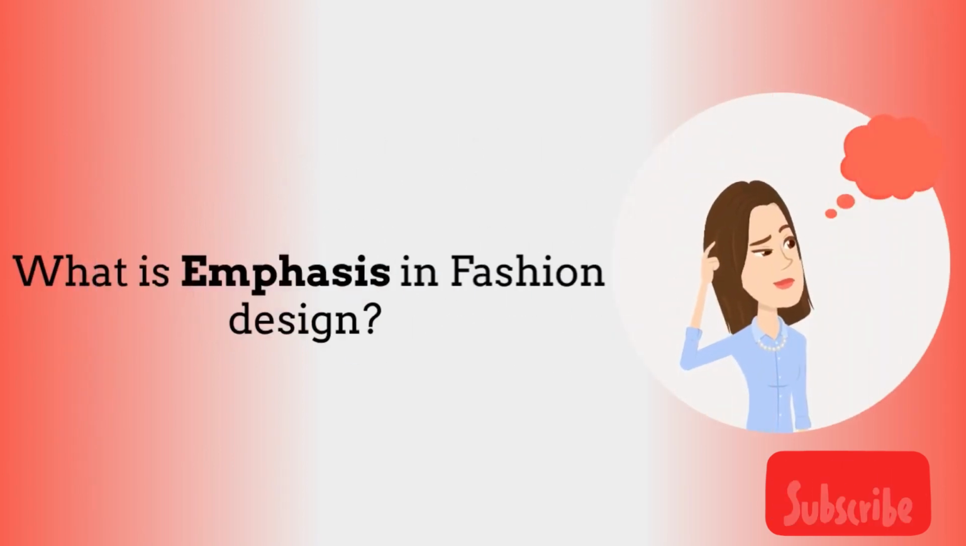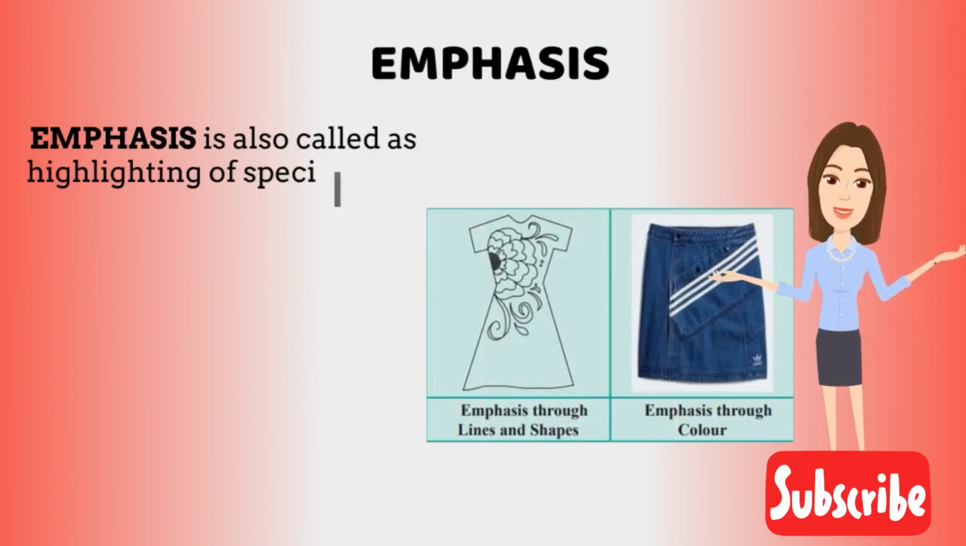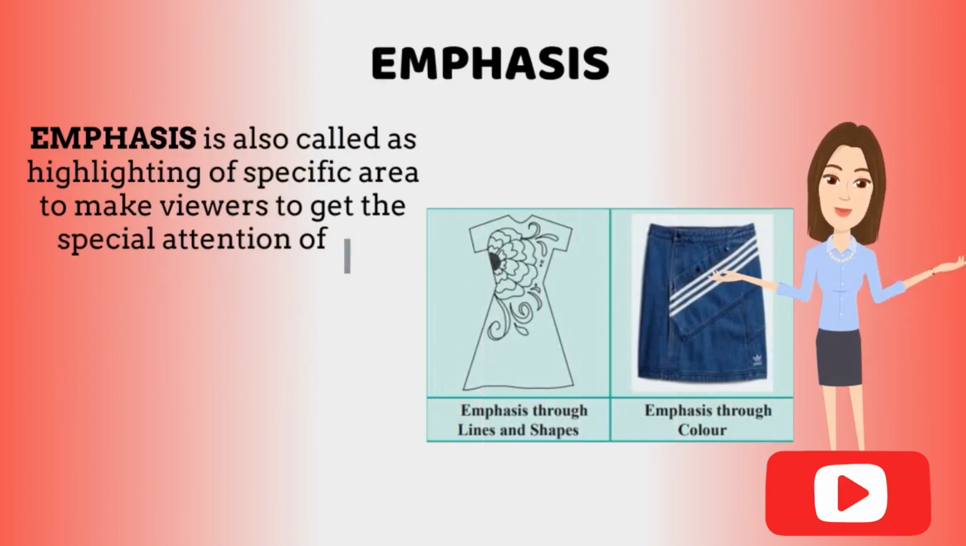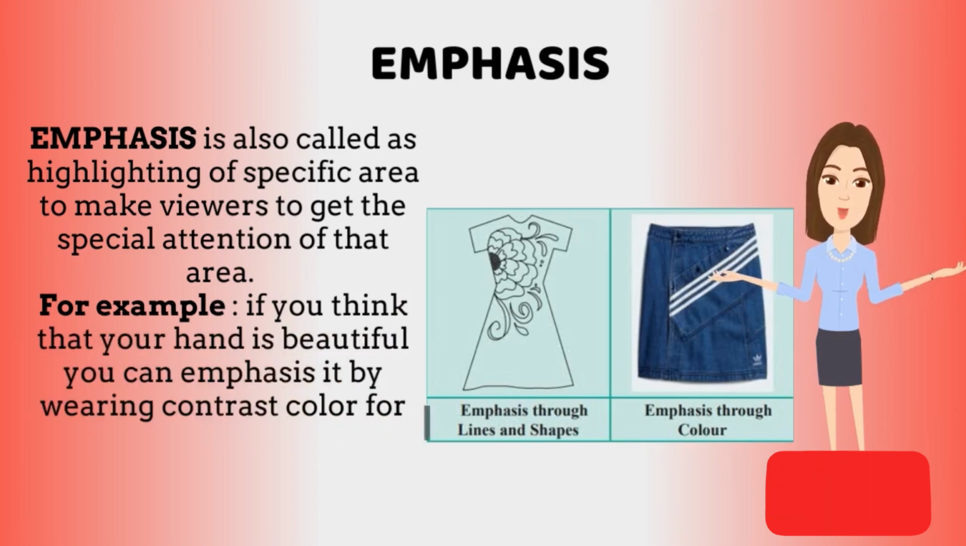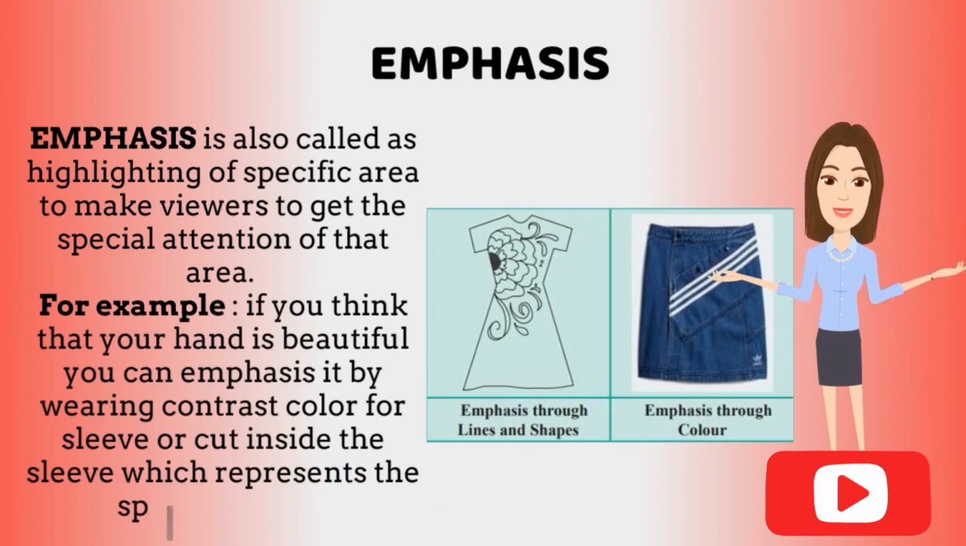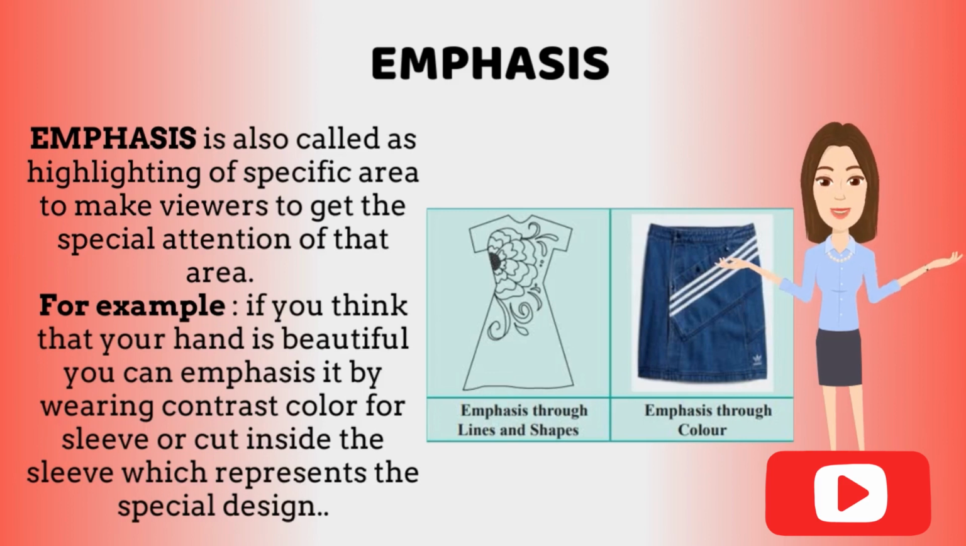So what is emphasis? Let's talk about this. Emphasis is also called highlighting of a specific area, to make viewers give special attention to that area. Emphasis in fashion design refers to one particular element in a garment that is exaggerated. An example here would be an evening gown that has a huge flower or a bow on it. Here, the prominent element is the huge flower or bow which is emphasized on the gown.